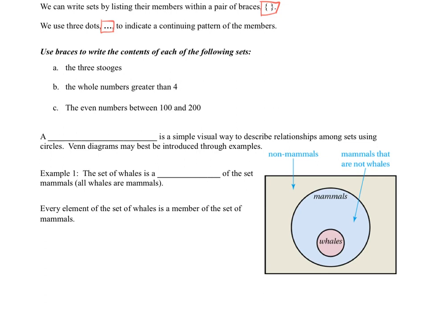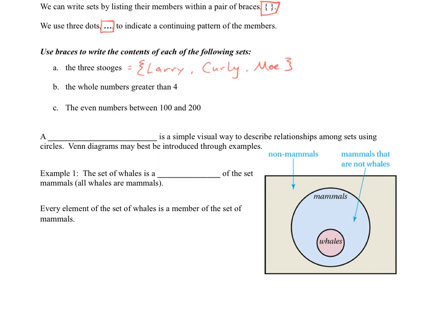In these next three examples, I want to use braces to write the contents of each of the following sets. First we have the Three Stooges, who would be known as Larry, Curly, and Moe. Since Larry, Curly, and Moe are the only people that made up the Three Stooges, we would list all their names, separate them by commas, and wrap it in curly braces on the end.